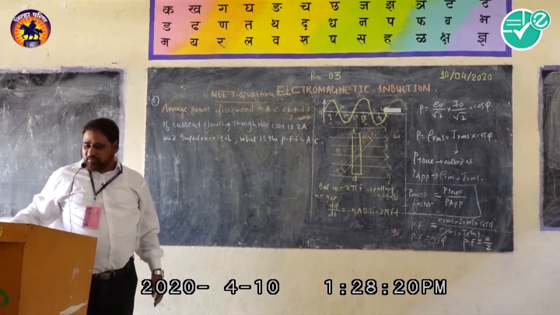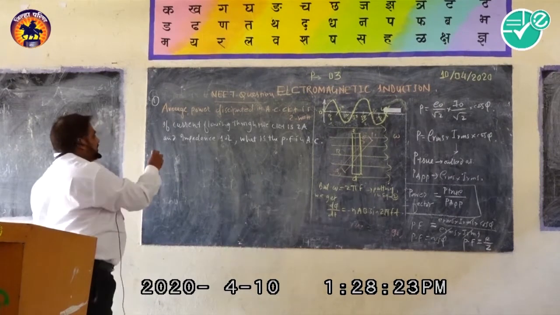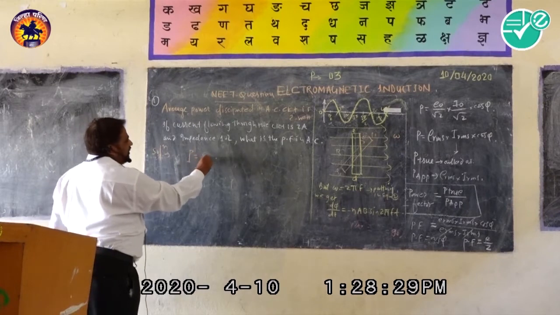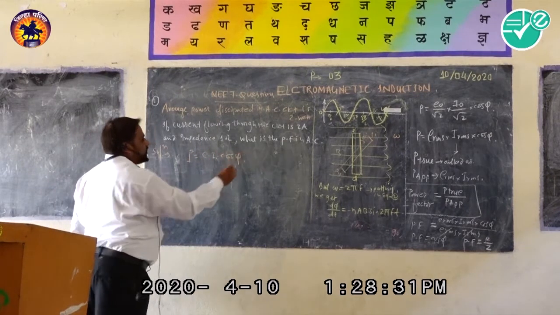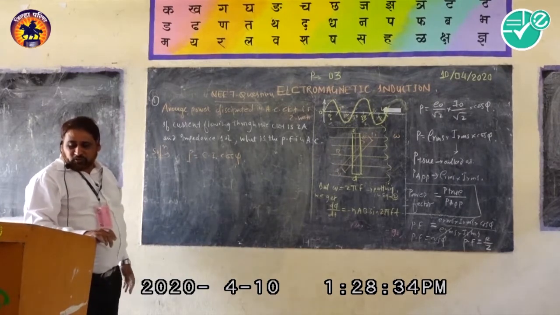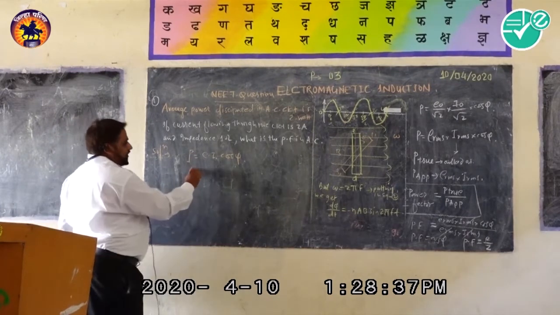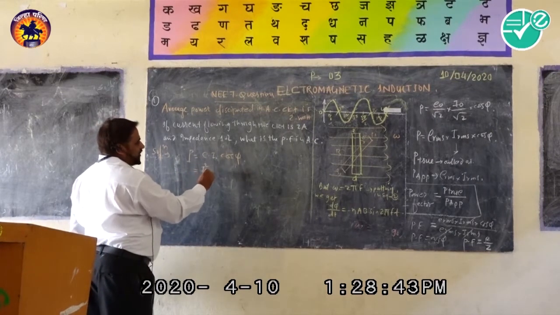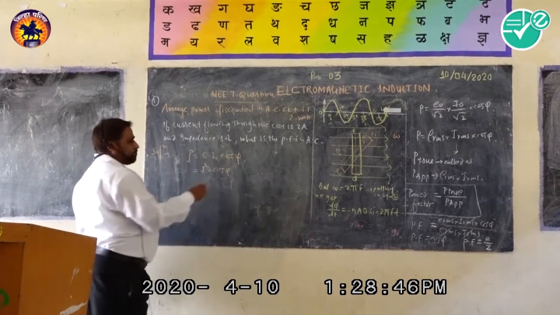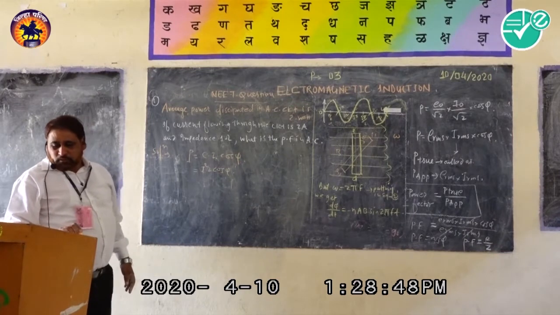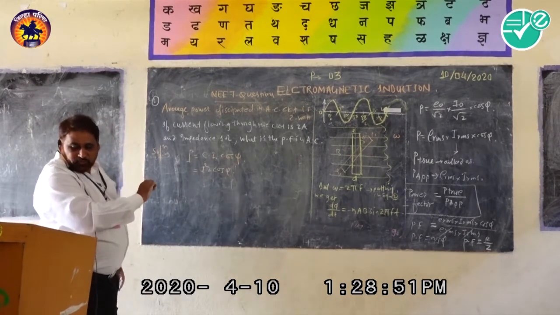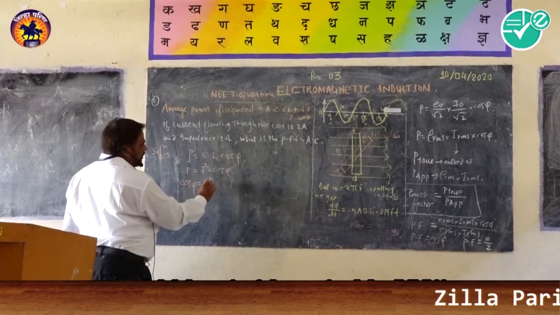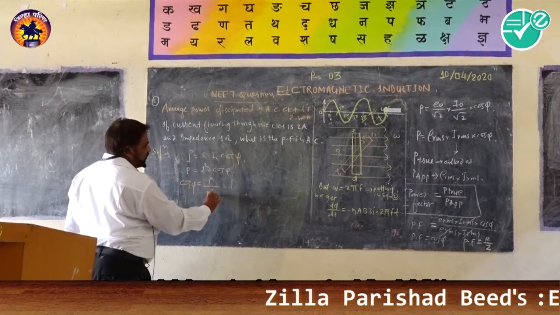Directly let us go to the solution using the power equation. Solution: P is equal to E into I into cos phi, that we have learned just now. So that is equal to I square into 2 cos phi, because E is equal to IR. So we get cos phi is equal to P upon I square into 2.